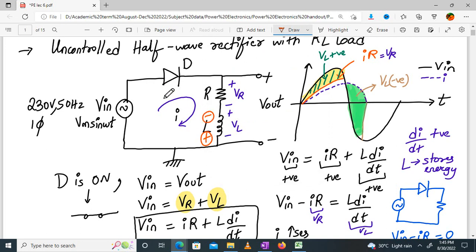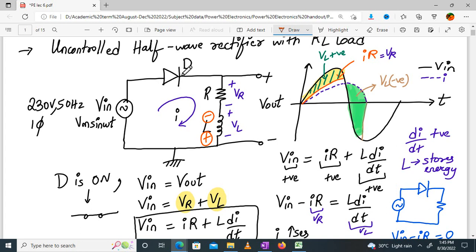Now this will keep the diode forward biased, even though the voltage is going in the negative direction. See, V in is going negative, no? So that should turn off immediately. But in this case, the voltage across the inductor will also support V in in keeping the diode in the forward bias direction. So the current will continue to flow even though the V in is going negative.